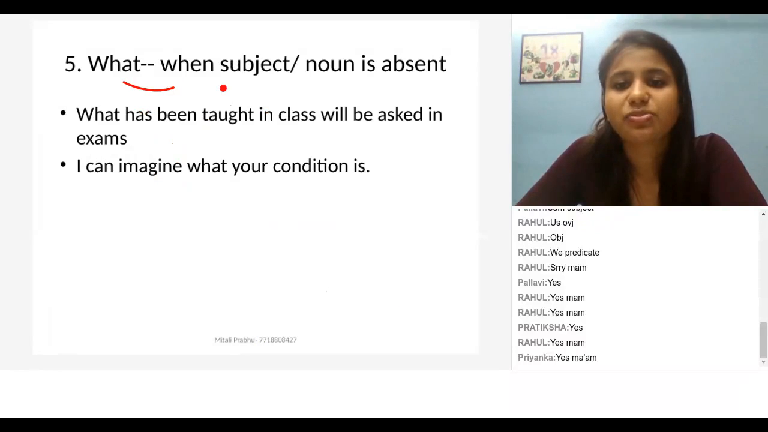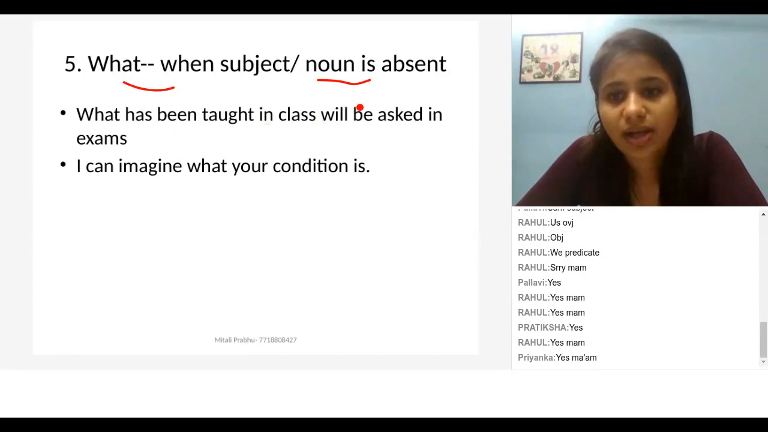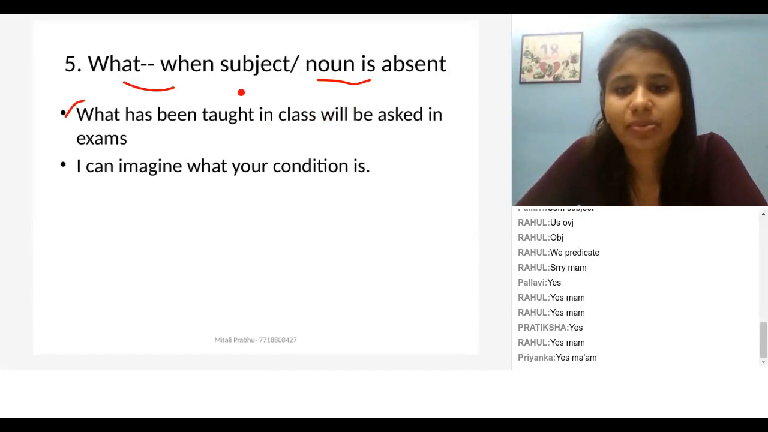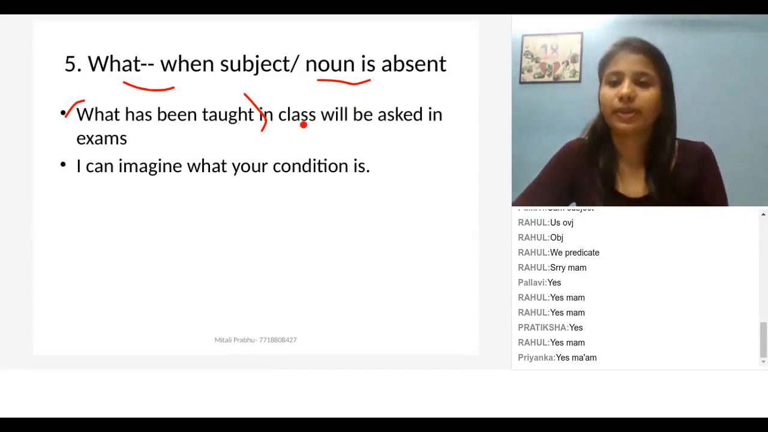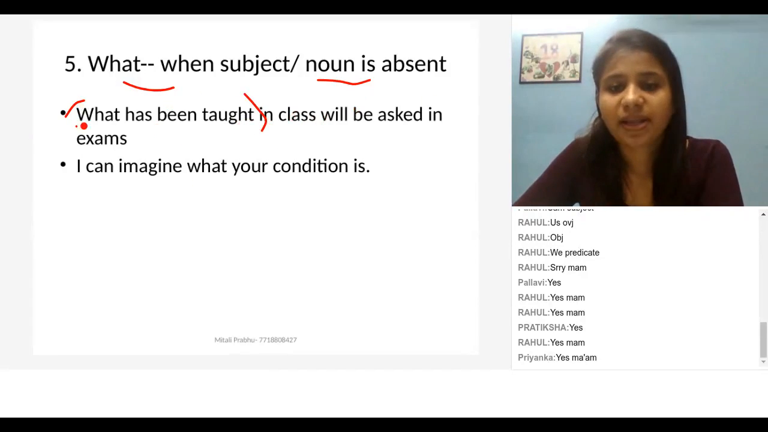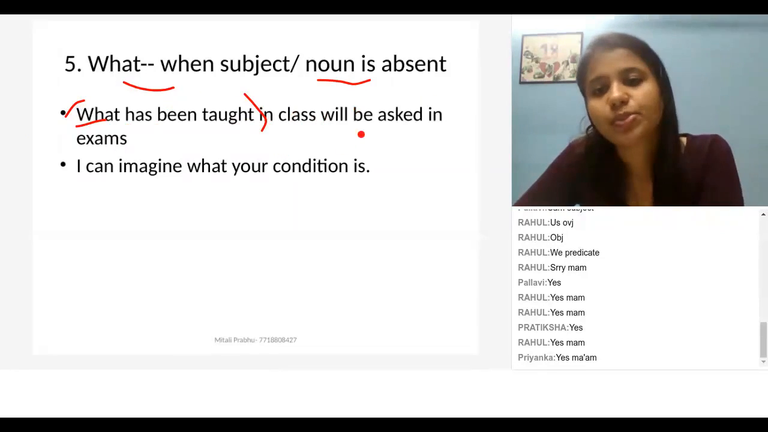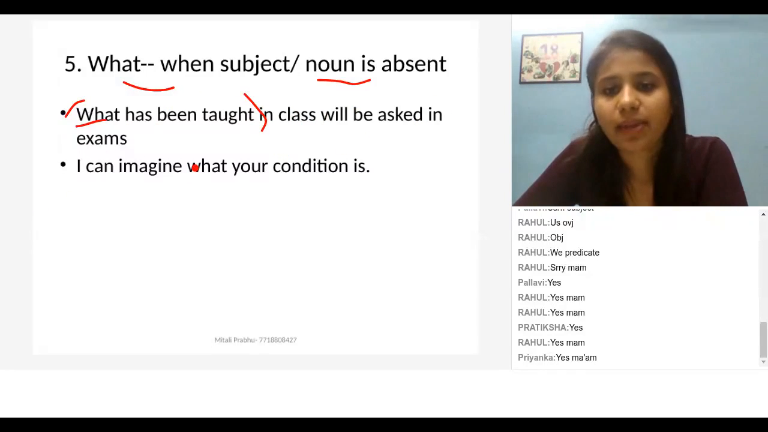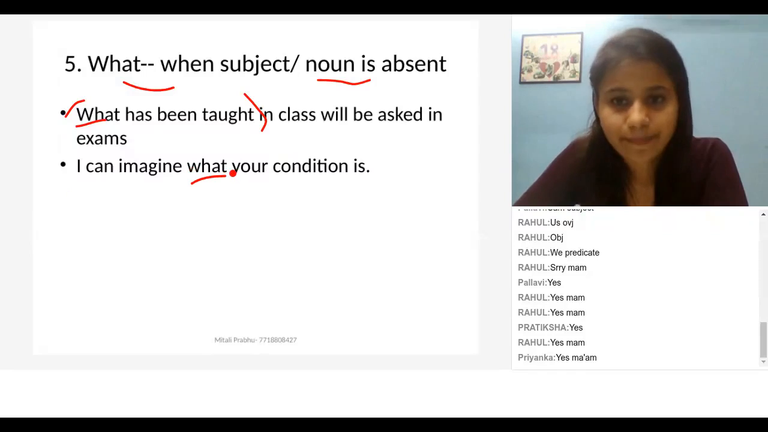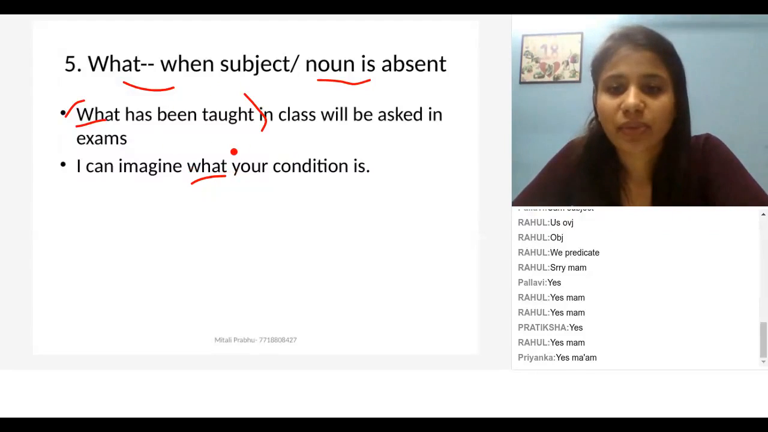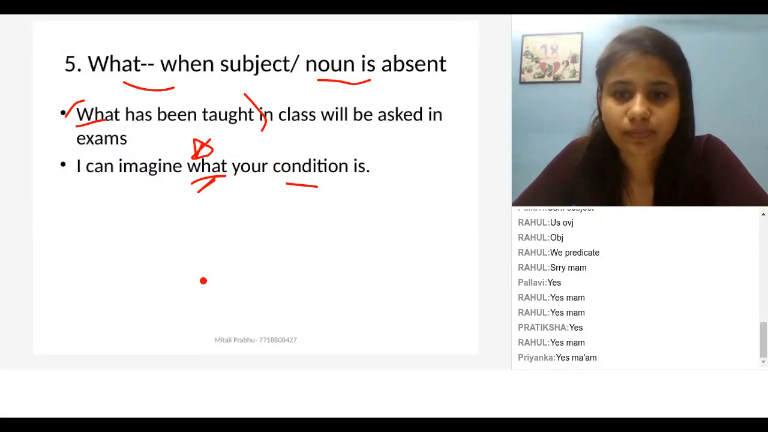Also, "what" is used when the subject or the noun is absent. That is, what has been taught in class will be asked in exams. Here, the chapters or the topics are not mentioned; it is just replaced by "what". What has been taught in class will be asked in exams. Or, I can imagine what your condition is. Again, "what" is used whenever you don't mention it. Here we don't understand if the condition is happiness or sadness. It is just "what".